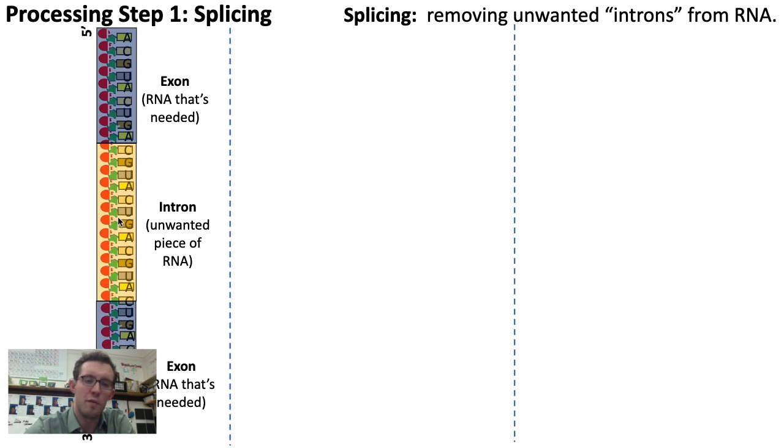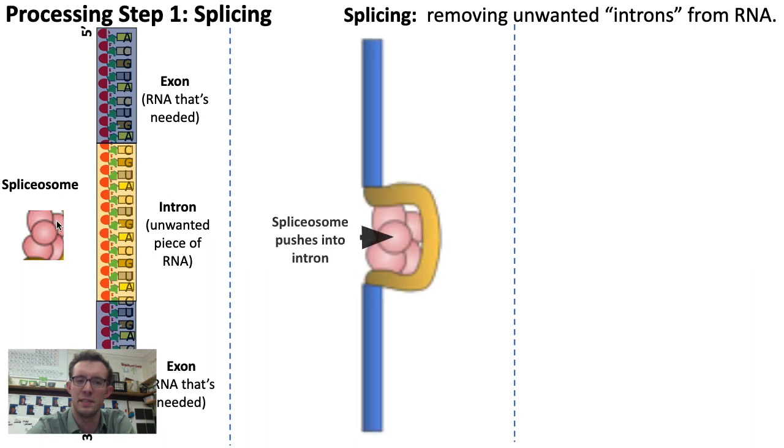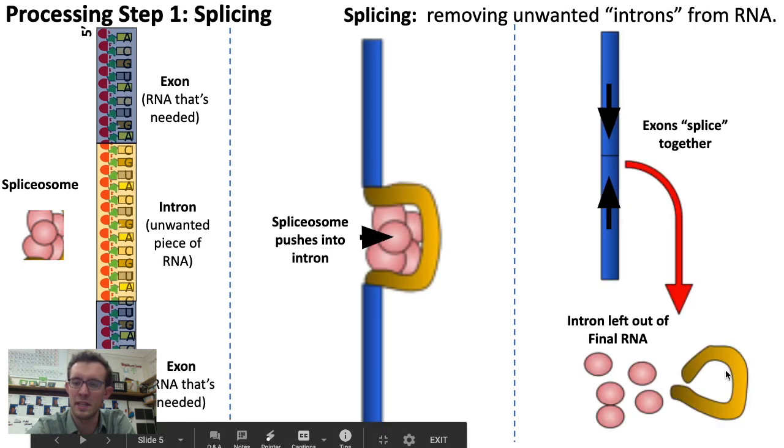So in order to remove an intron and splice these two exons together, our cell will use a series of proteins called spliceosomes. And what they'll do is they'll push the spliceosomes into the intron, which pinches out the intron and forces the two exons to splice together.